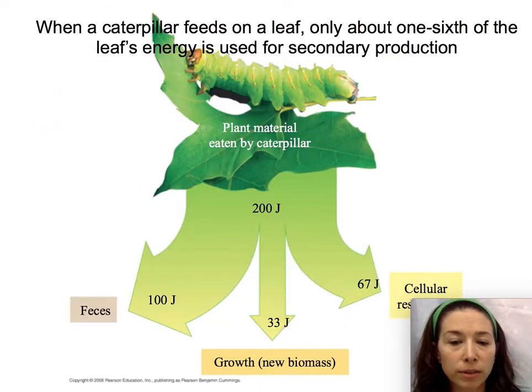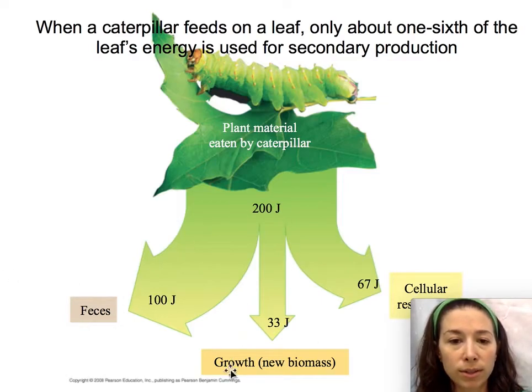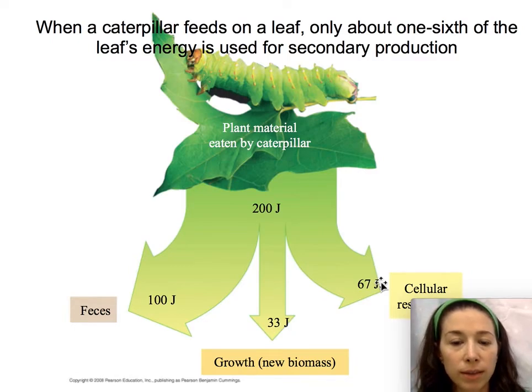Here's a caterpillar. The caterpillar is eating plant material. The production efficiency of the caterpillar is going to be about 1/6. So what happens to all of the rest of the energy? This is the 1/6. So it eats, let's say, 200 joules. 33 joules are going to go to growth. That's our production efficiency, right? 33 divided by 200. Double that is going to go to cellular respiration. And the rest is going to be excreted.